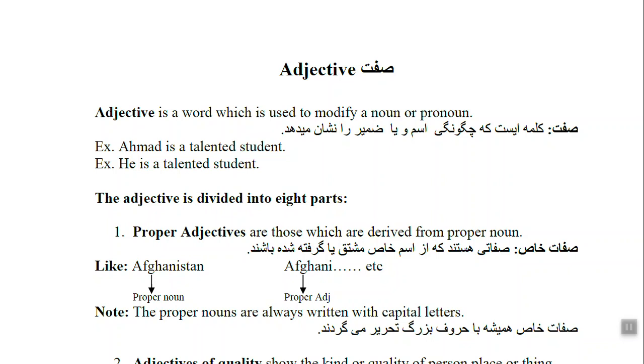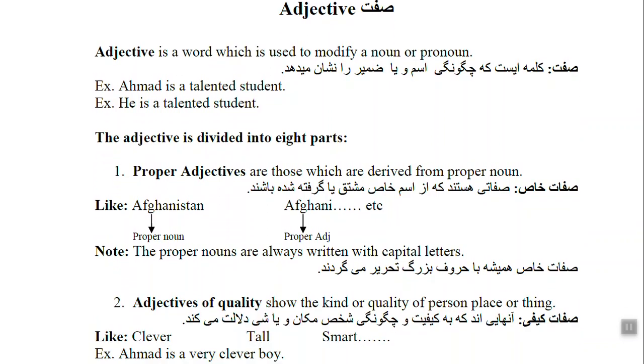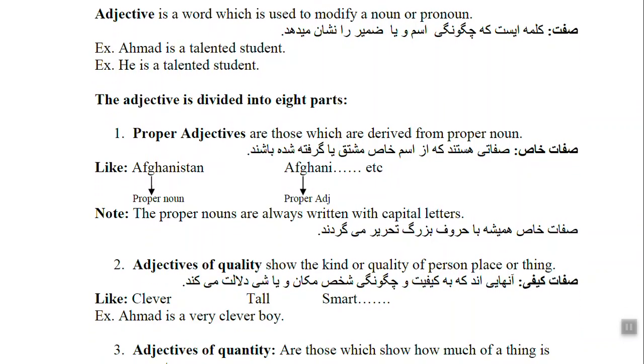Okay students, the adjective is divided into eight parts. We'll learn all of them. For example, proper adjective, adjective of quality, adjective of quantity, demonstrative adjective, possessive adjectives, and lots of them. We'll learn all of them.